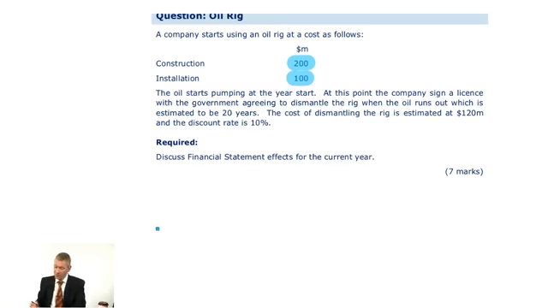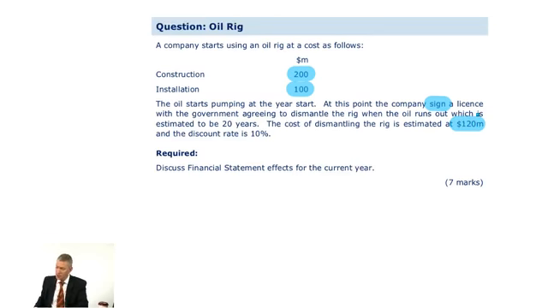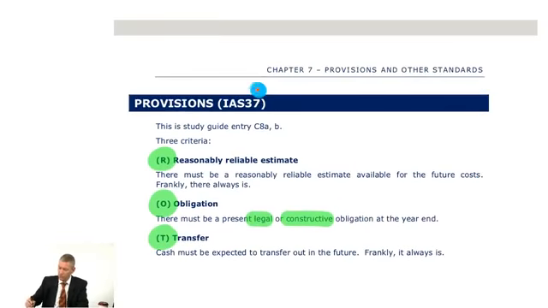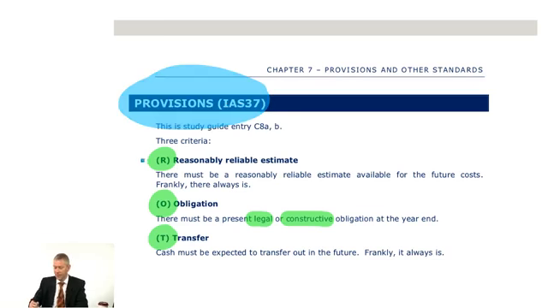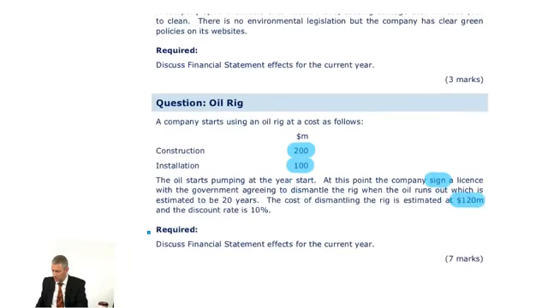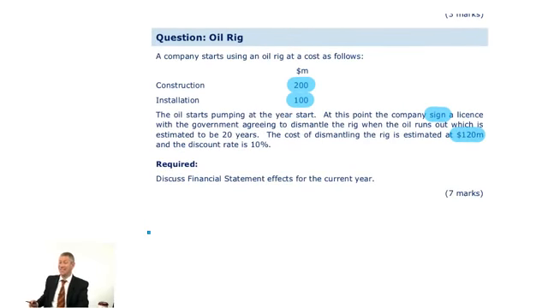At this point, the company signs a license with the government agreeing to dismantle the rig when the oil runs out, which is estimated to be 20 years. The cost of dismantling the rig is 120. And we are at an advantage because it does tell us at the top of the page that the subject matter is provisions. And we're also hinted that we need to spot the rot. But which of these three figures do we need to consider?